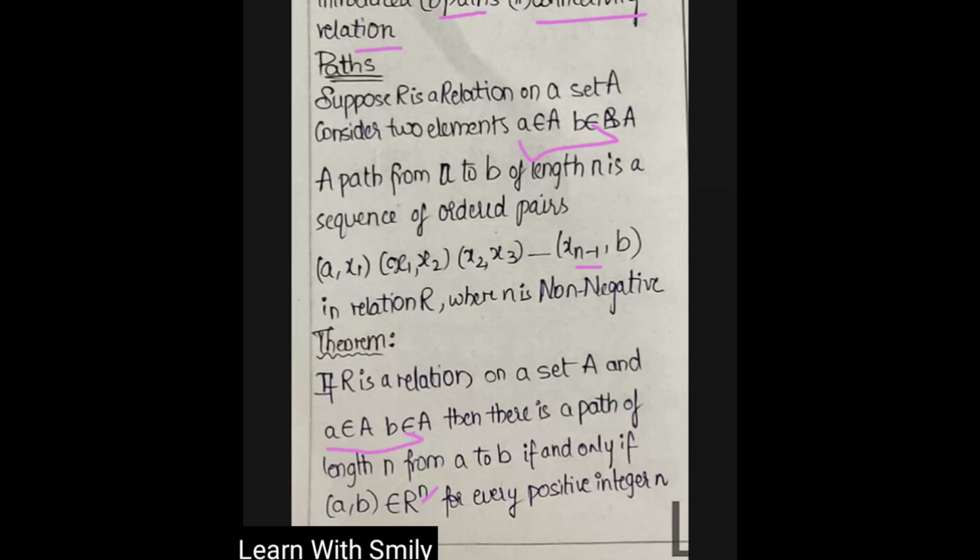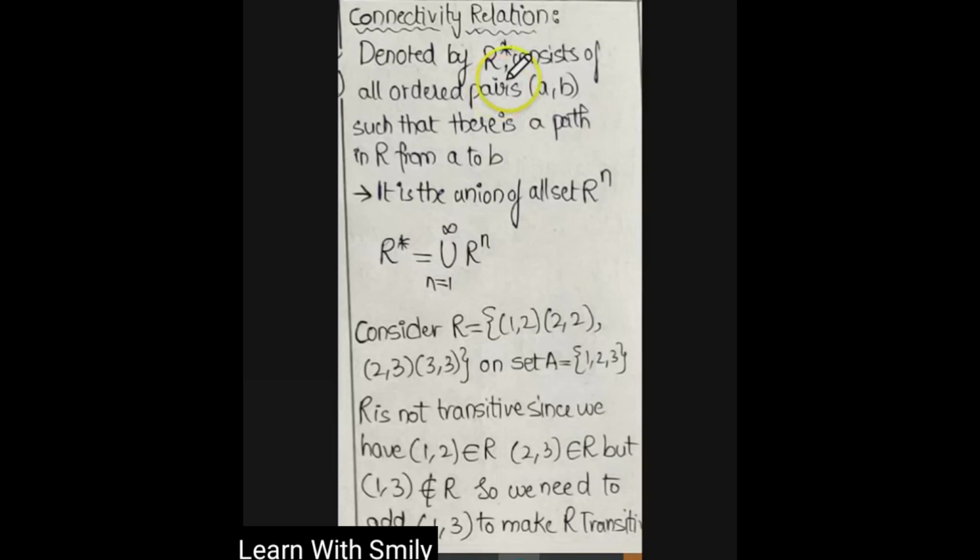That's it. Coming to the connectivity relation, it is denoted by R star, which consists of all ordered pairs (a, b) such that there is a path in R from a to b. It ensures that there is a path from a to b, and it is the union of all the powers of R, repeating until we get the connectivity relation.